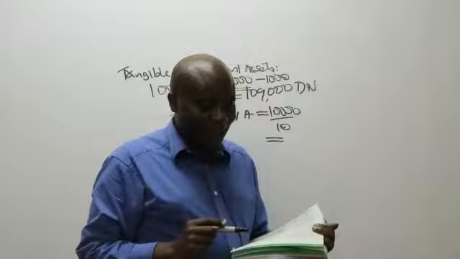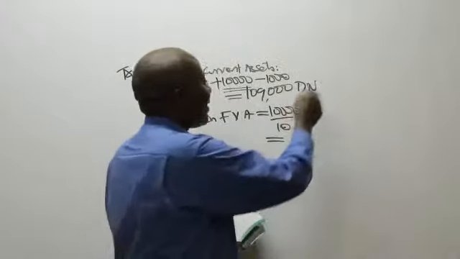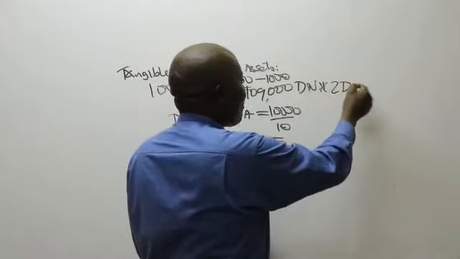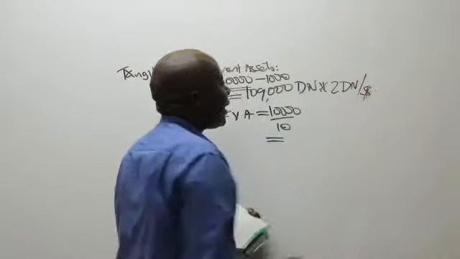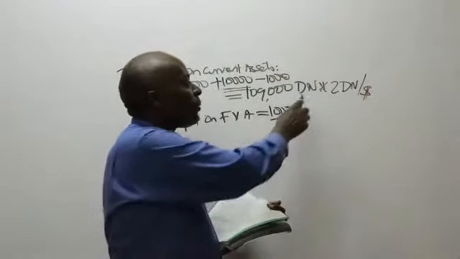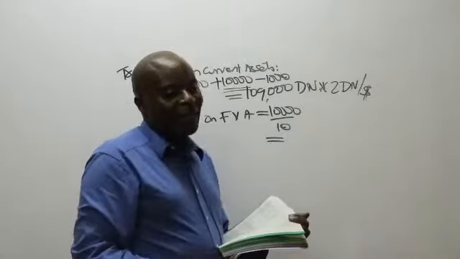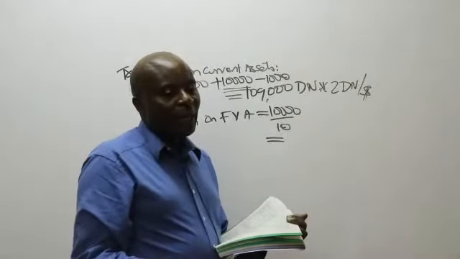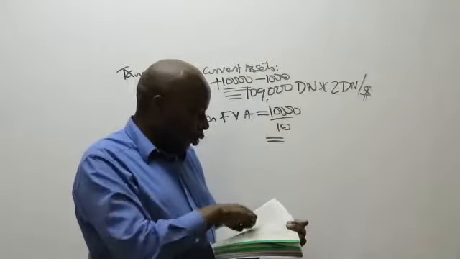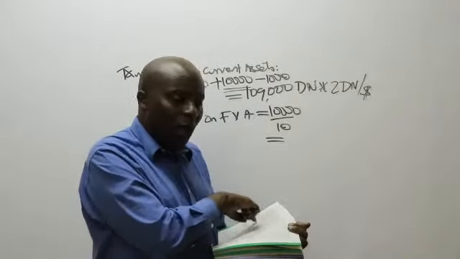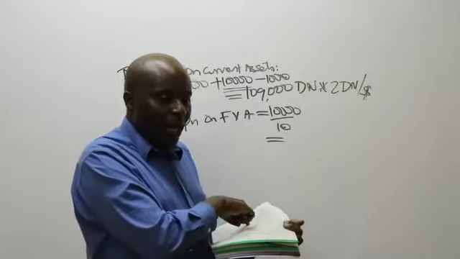Divide by 2. Because if you try multiplying this by 2, we'll end up getting a figure which is in terms of dn squared. That can never apply, because you can see the 2 there, it is 2 dn per dollar to $1.